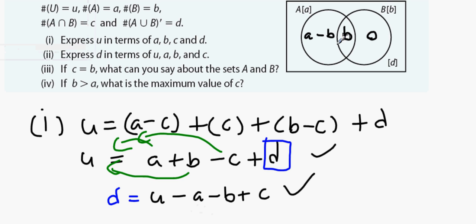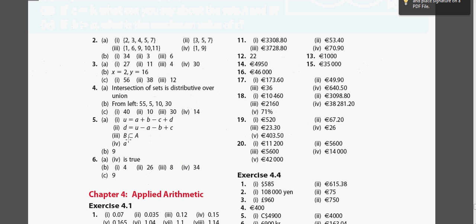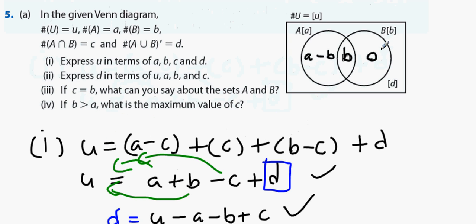So we can say that everybody in B fits inside of A. So this means that B is a subset of A. Okay? So you can see that B is a subset of A. Basically, everybody who does B does A, because there is no B only, so that means B is a subset of A.